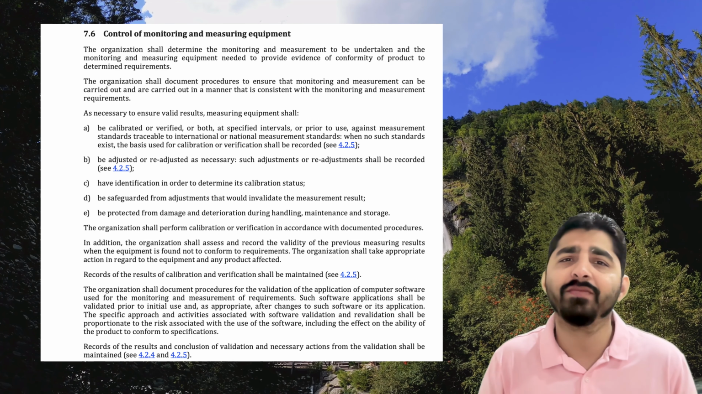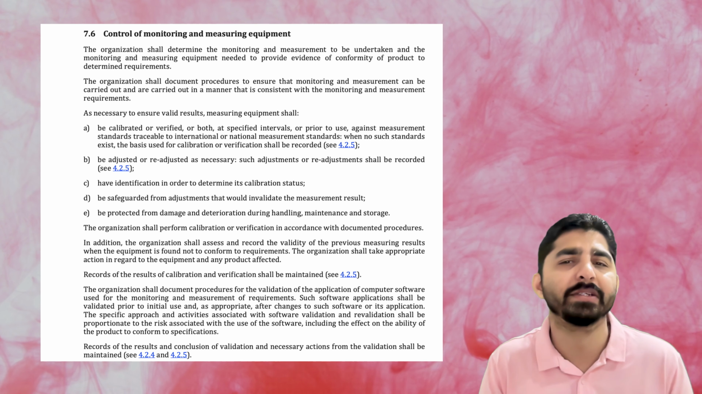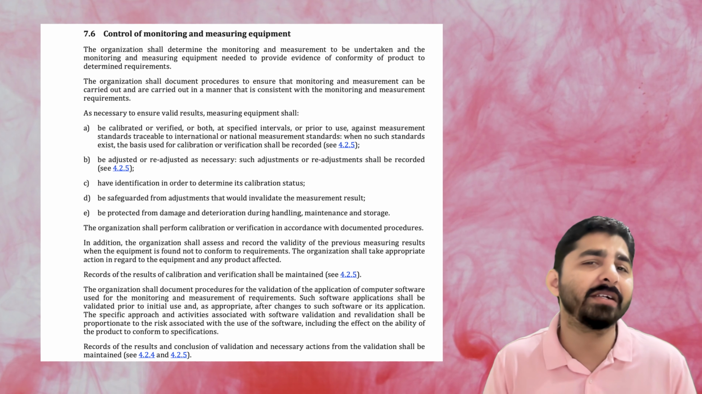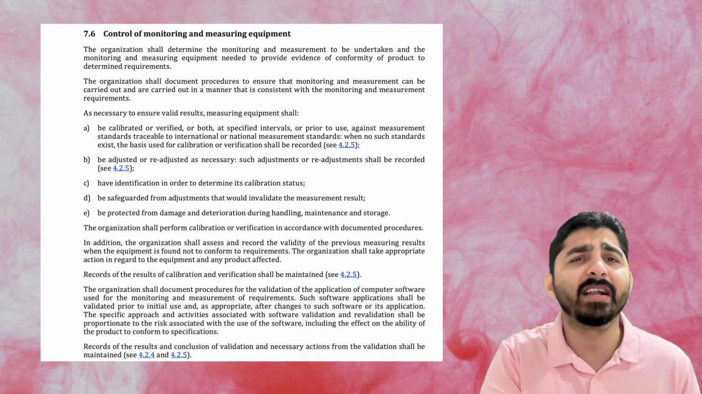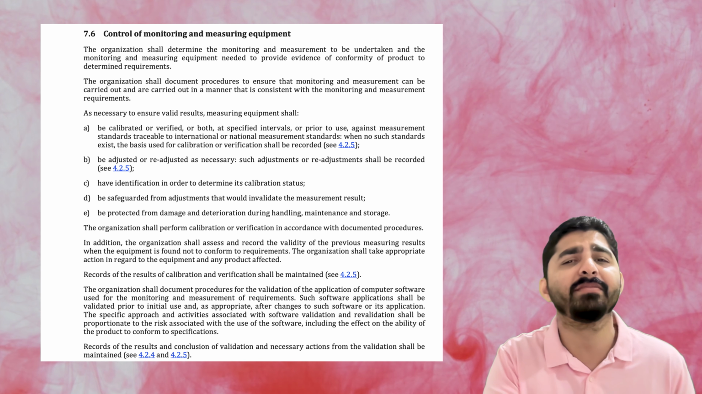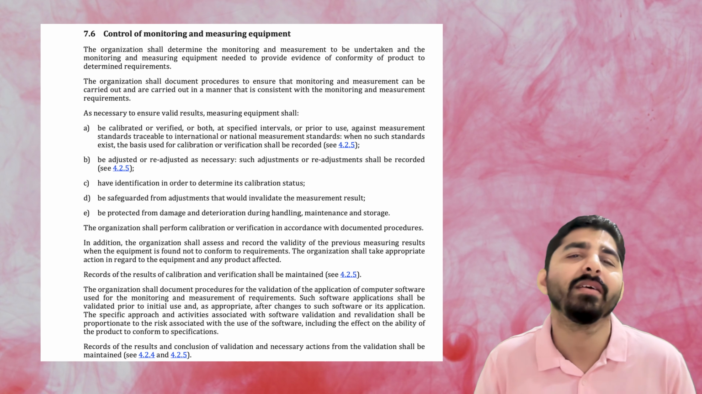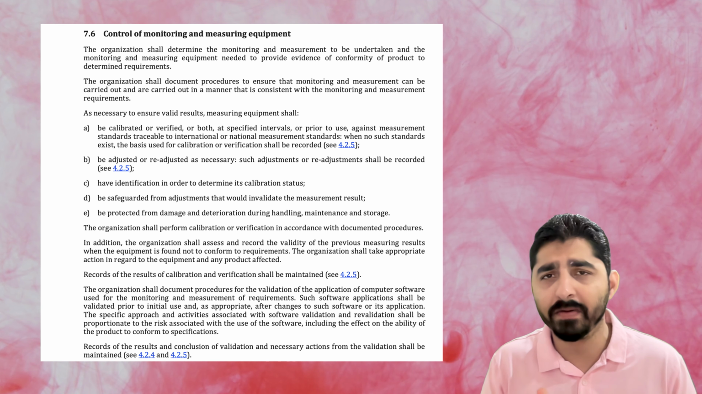So the measuring equipment needs to be properly calibrated, verified, or both at specified intervals or prior to use against measurement standards traceable to international or national measurement standards. When no such standard exists, the basis used for the calibration or verification shall be recorded, my friends. So what does it mean? It means whatever the measuring equipment which I am going to use should be properly calibrated.